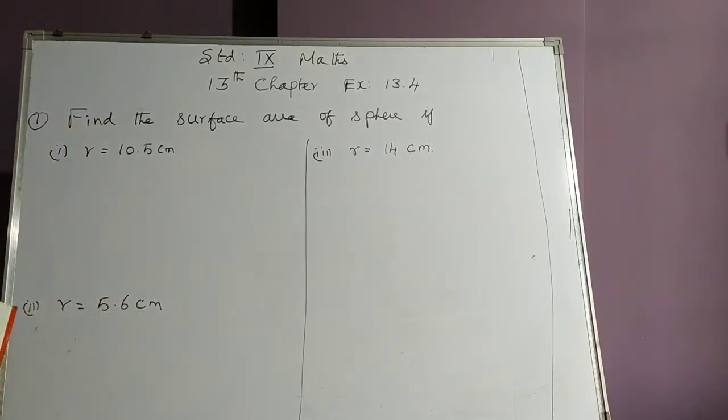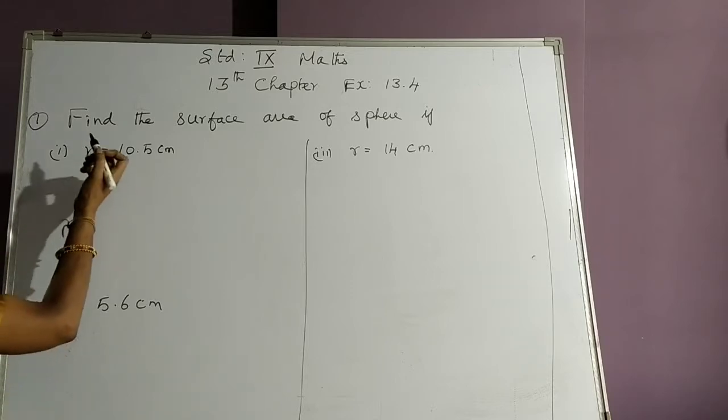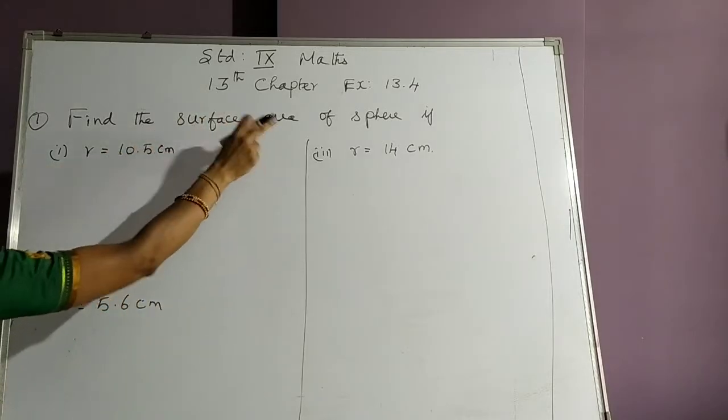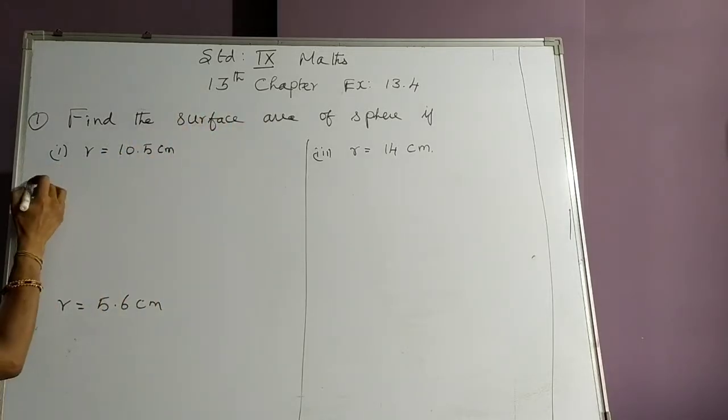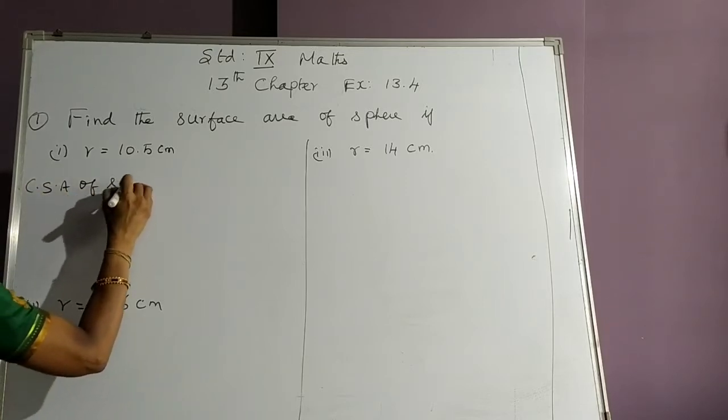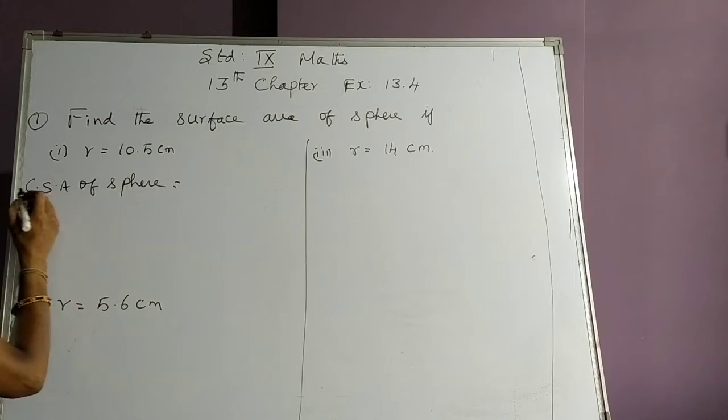We had discussed in the earlier classes the different formulas to calculate surface area and volumes of cuboid, cube, sphere, cone, cylinder, etc. So today we are going to start with exercise 13.4. Here surface area of the sphere is asked. We have studied surface area of sphere is either it is total surface or curved surface.